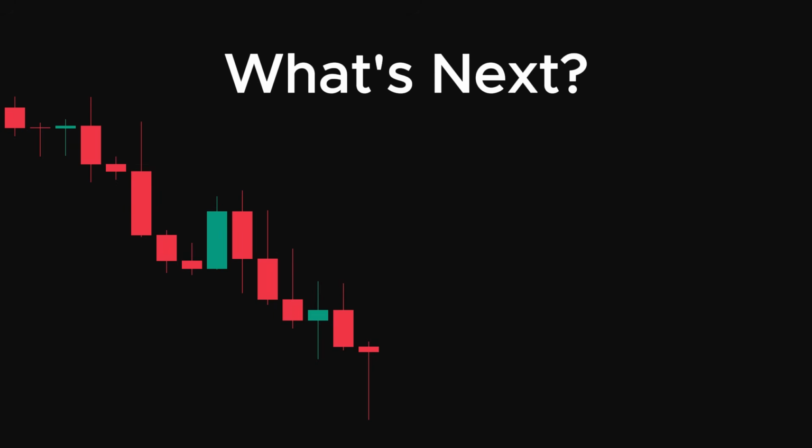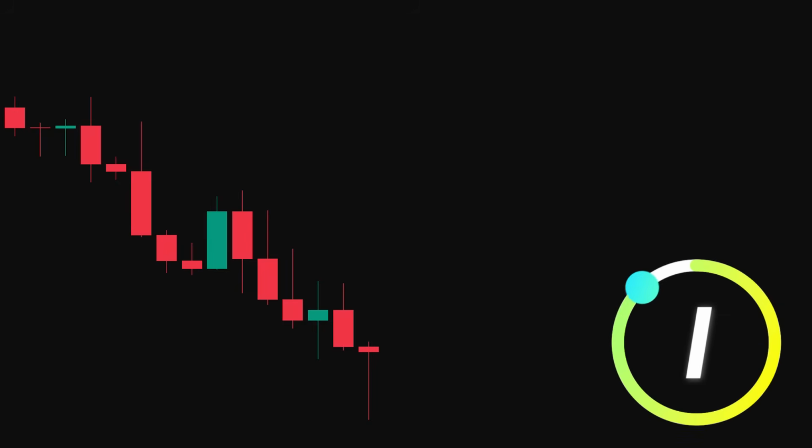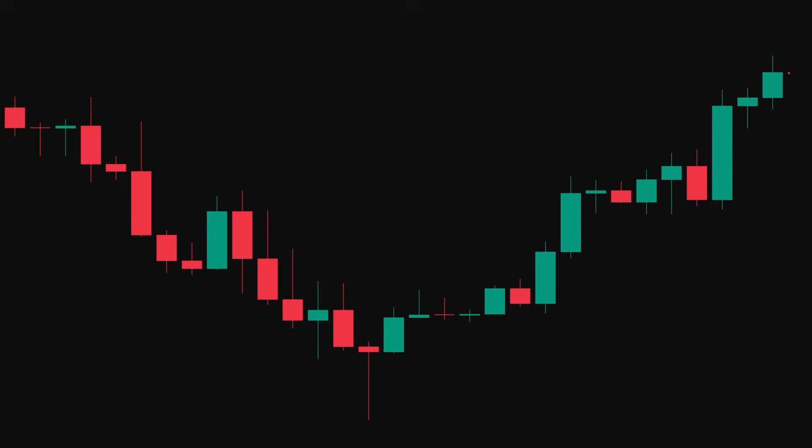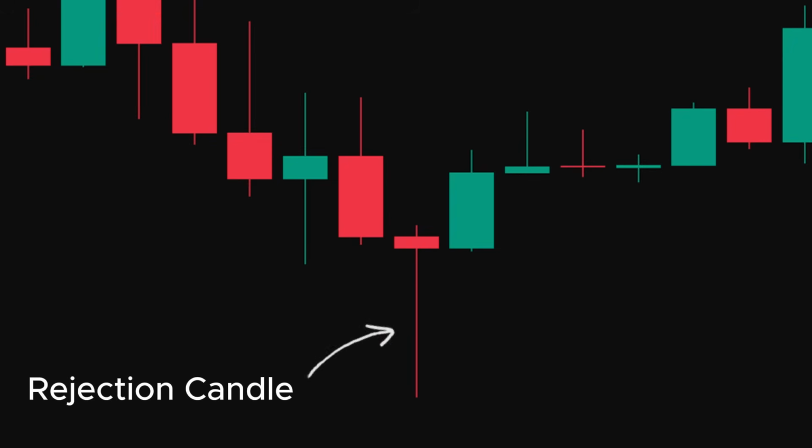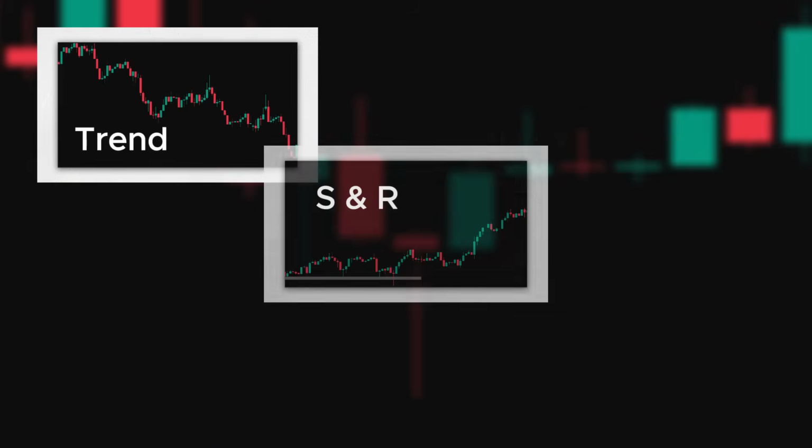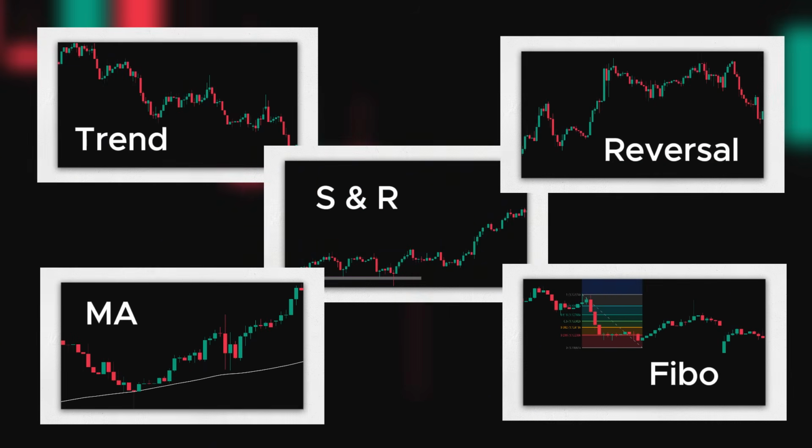Where do you think the price will go next, up or down? Of course it goes up because of this candle, which is called a rejection candle. I will teach you in what situations you can effectively use rejection candles to have the highest probability.